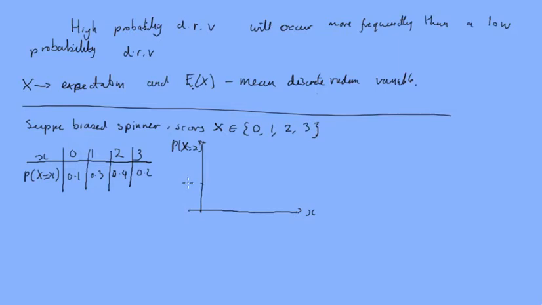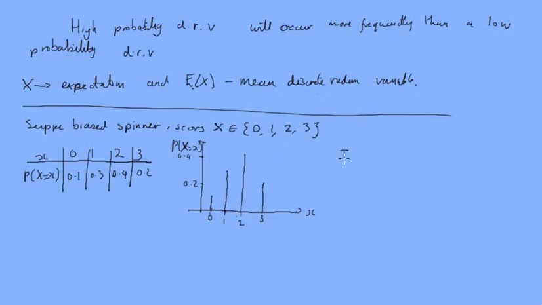So we have 0.2 here, and we have 0.4 up here. And the value can either be 0, and that's got a probability of 0.1. It can be 1, and that's got a probability of 0.3. It can be 2, and that's got a probability of 0.4. And we have 3, and that can be 0.2, because this is a biased spinner. So it doesn't matter how many times you spin it, the probability of getting a 0 is always going to be 10%, the probability of getting a 2 is always going to be 40%, and so on.